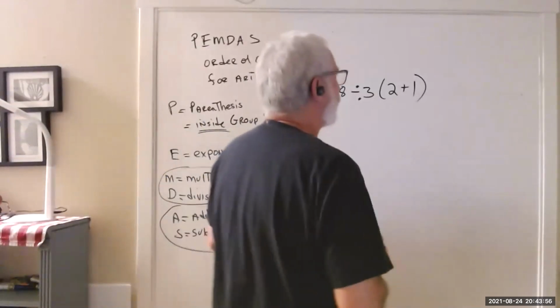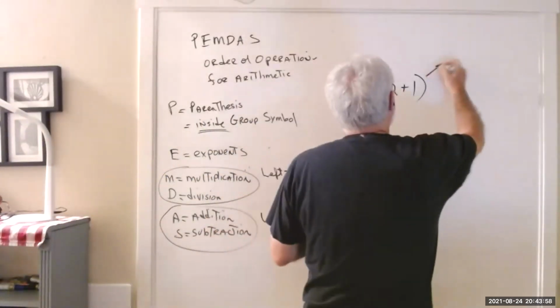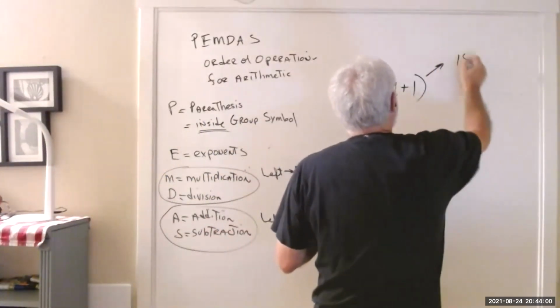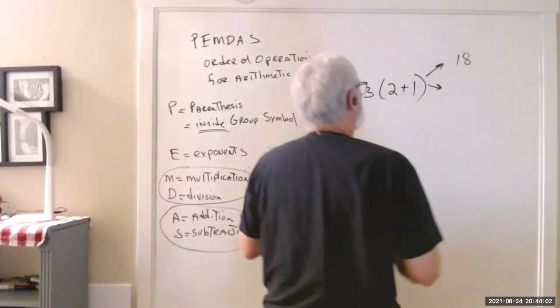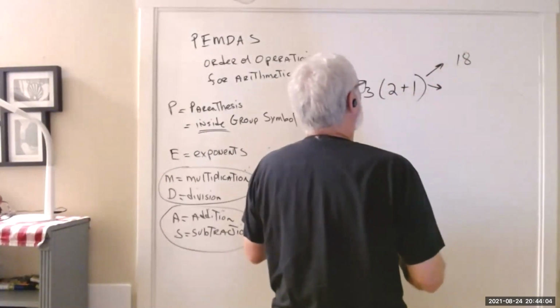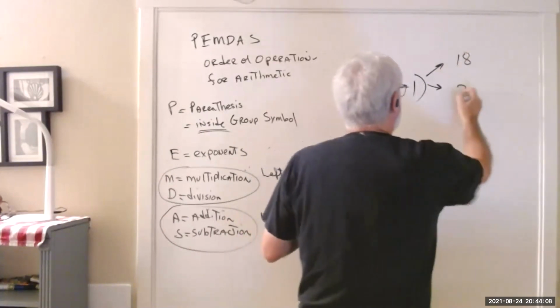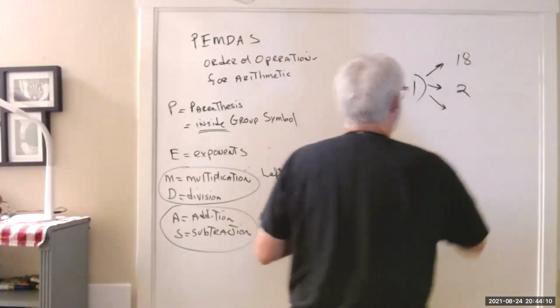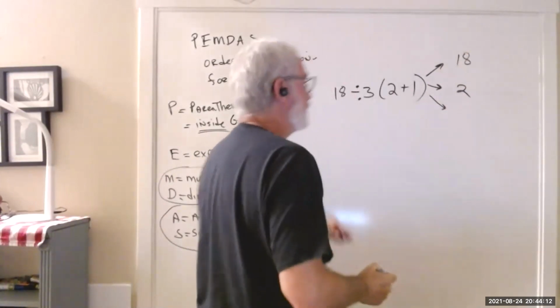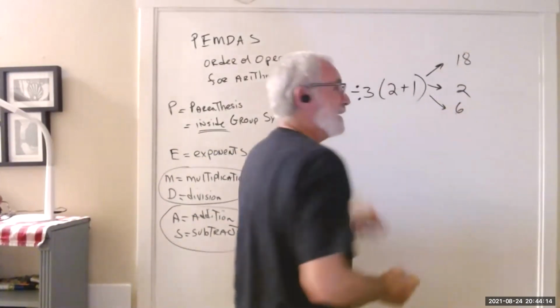Okay, anybody get an answer? 18. 18? Anybody get a different answer? 6. Anybody get 2? Isn't it 2? 2? Anybody get a different answer? I got 6. 6? I love this. Anybody get a different answer?